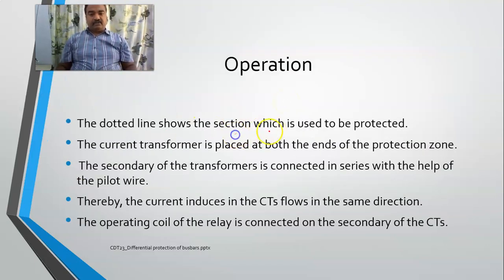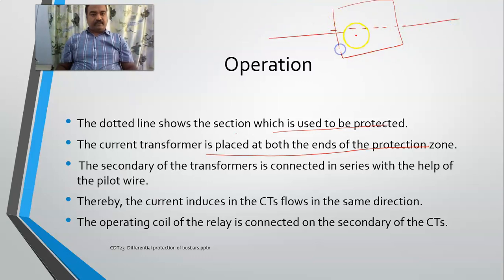The dotted line shows the section which is to be protected, and the current transformer is placed at both ends of the section to be protected. So I'll place a current transformer here. This is the input current, and a current transformer here. This is the output current.